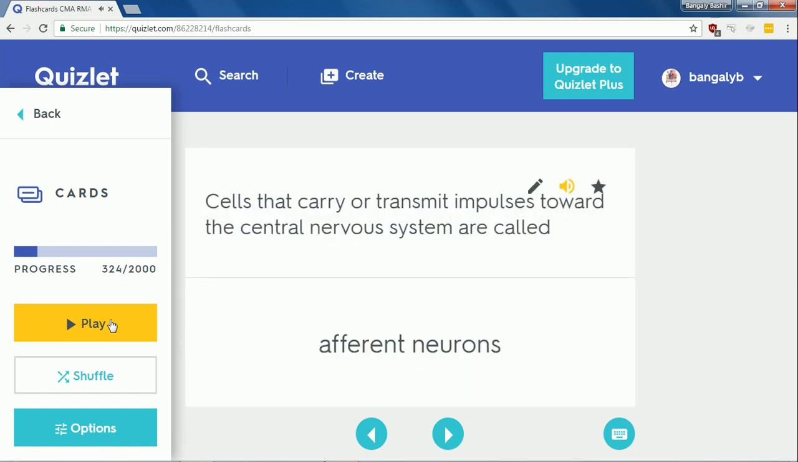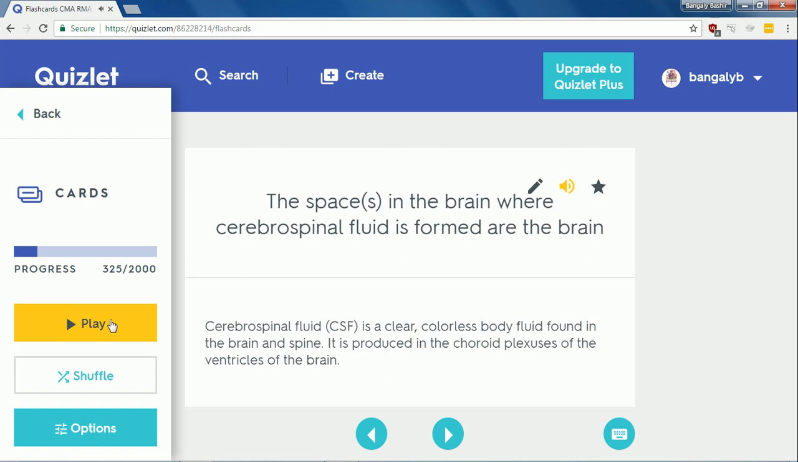Cells that carry or transmit impulses toward the central nervous system are called afferent neurons. This space in the brain where cerebrospinal fluid is formed is the ventricle. Cerebrospinal fluid is a clear, colorless body fluid found in the brain and spine. It is produced in the choroid plexuses of the ventricles of the brain.